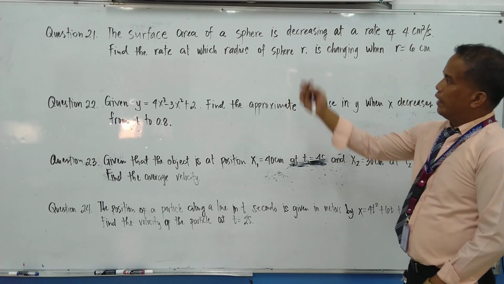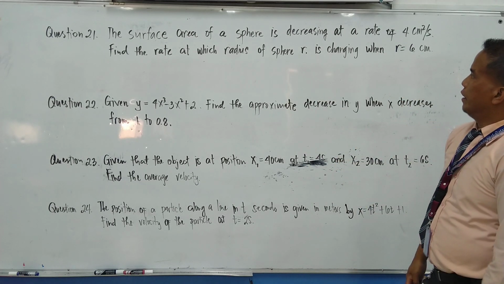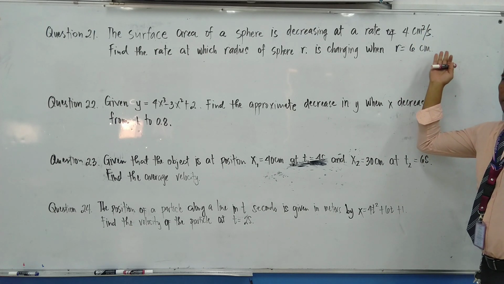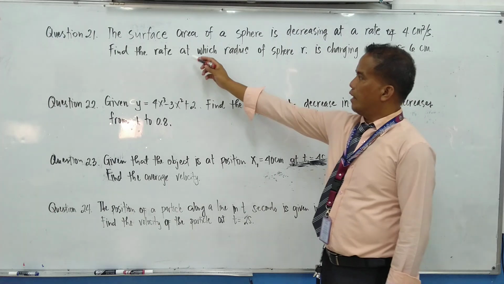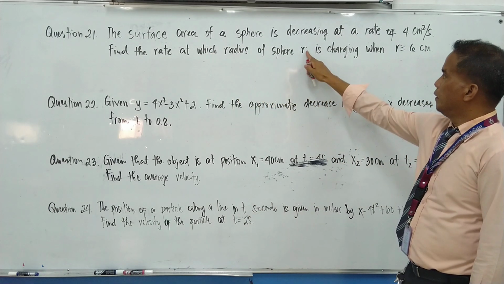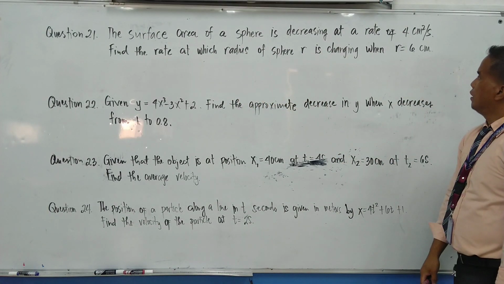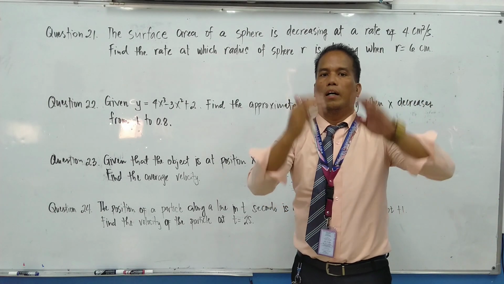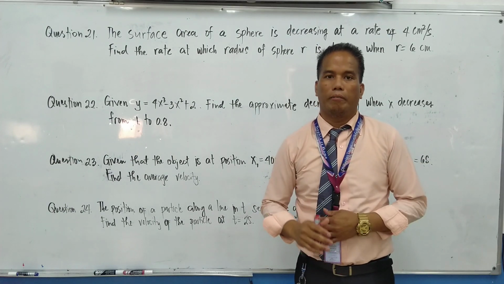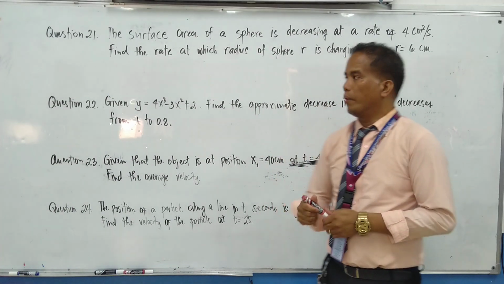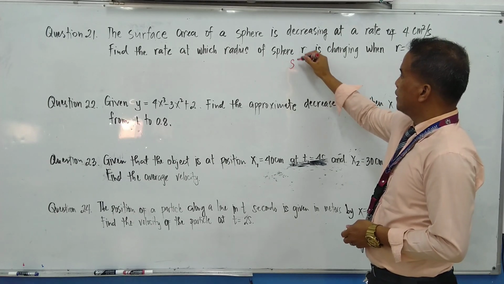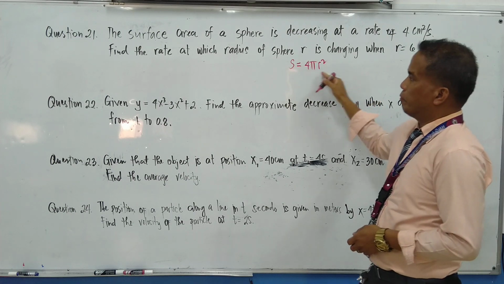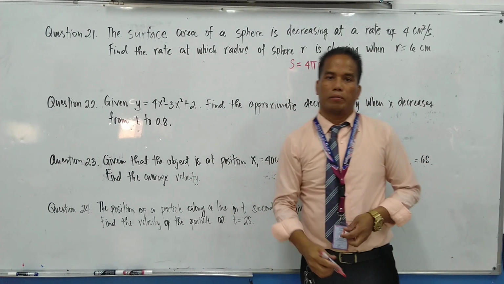The surface area of a sphere is decreasing at the rate of 4 cm squared per second. Find the rate at which the radius of the sphere is changing when r equals 6 cm. Okay, so first thing to know, class, is the formula of the surface area of a sphere. So we have S equals 4 pi r squared. This is the formula of the surface area of a sphere.